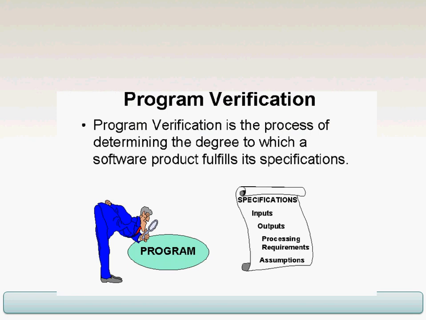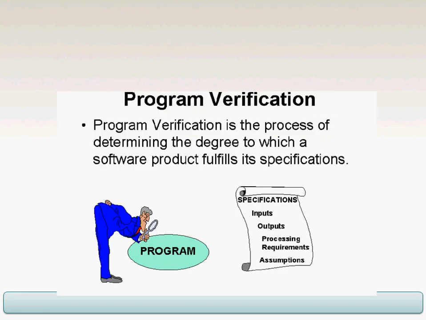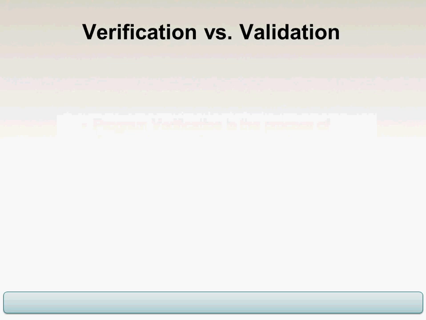Program verification is a testing activity where you determine the degree to which a software product fulfills its specifications. So a lot of times when you're done with the requirements document, a good approach is to have a test team start writing test cases for the requirements. So then at the end, the test team can run those tests, and if those tests pass, then you've verified the program against the specification. So again, testing is key.